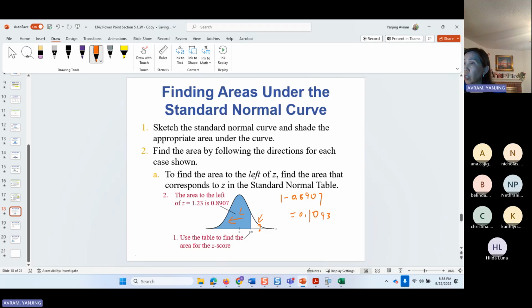So 1 minus 0.8907 gives 0.1093. This area to the right is 0.1093 because my area to the left is 0.8907. These two added together should equal 1. If you want to find the area to the right, you just subtract the area to the left from 1.